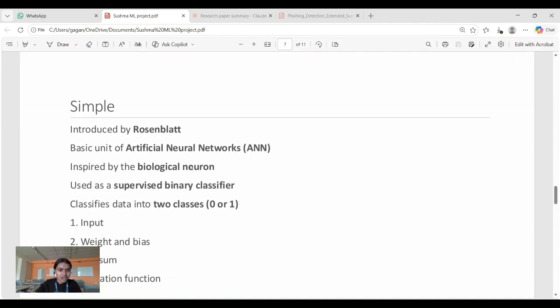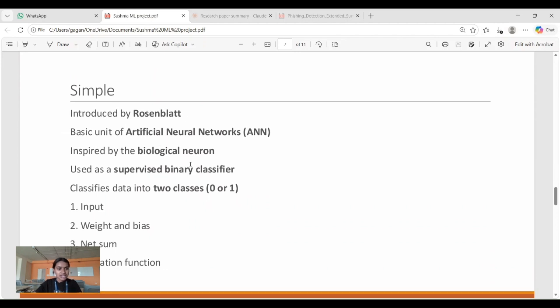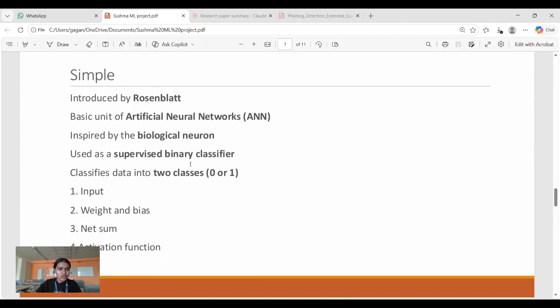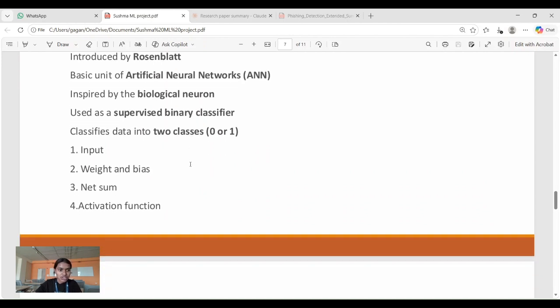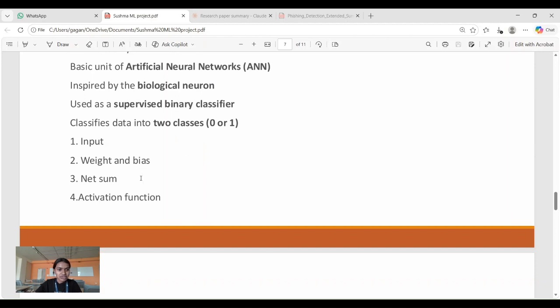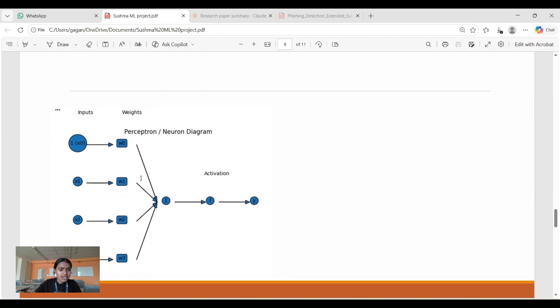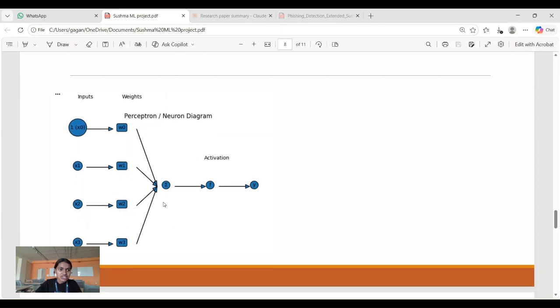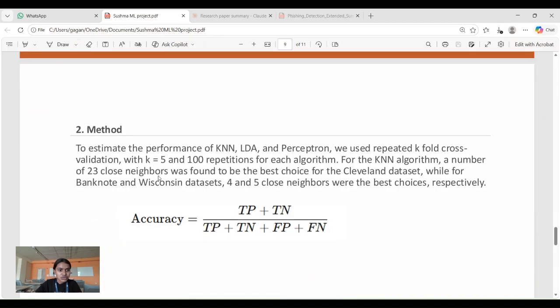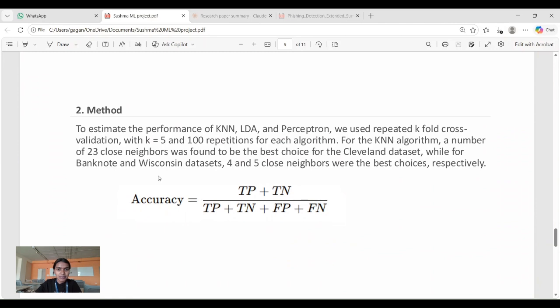The basic unit of an artificial neural network (ANN) is the neuron, inspired by the biological neuron. It is used for supervised binary classification, classifying the data into classes zero or one, with inputs, weights, biases, net sum, and an activation function. Here the diagram shows inputs x1, x2, x3 and weights weight 1, weight 2, weight 3, which are used to classify the activation and produce the prediction.